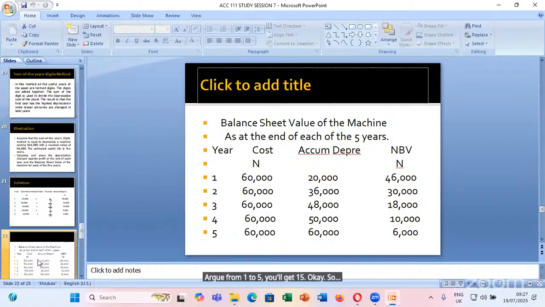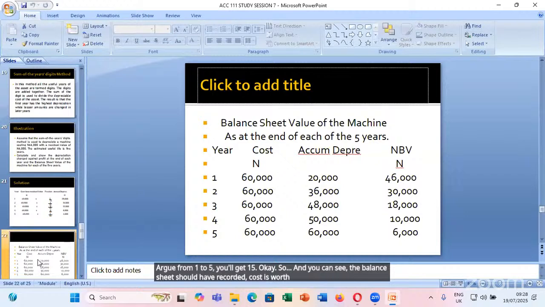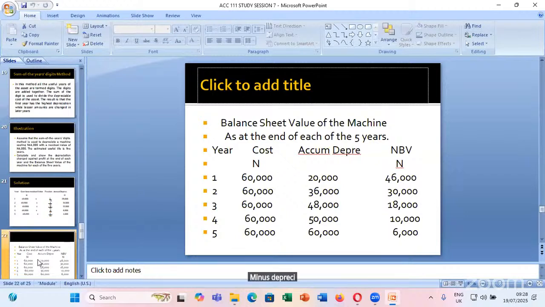And you can see the balance sheet will be recorded. Cost is worth 60,000 minus depreciation 20,000 to give you 40,000 as the net book value. For the second year, 60,000, you add depreciation of year 1 to that of year 2. You understand? Year 2 is worth 16,000. 16 plus 20 will give you 36. 36 minus 60 to give you 24.